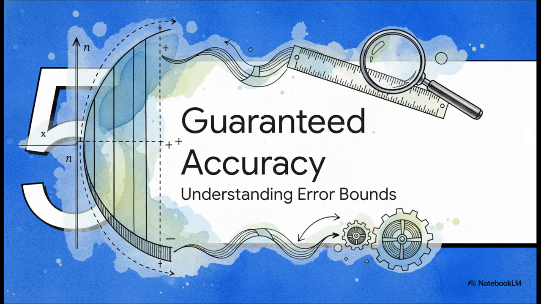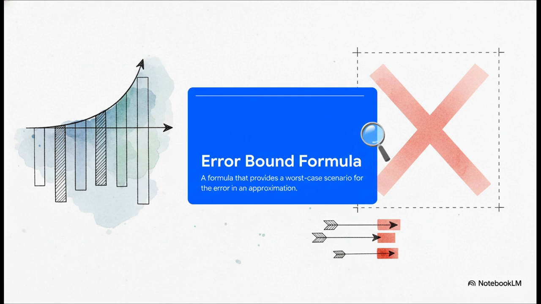Okay, section 5, guaranteeing your accuracy. This brings us to a really practical question. How good is good enough? I mean, in the real world, you might need your answer to be accurate within, say, 1/1000th. So how can you figure out how many intervals you need to slice your function into to guarantee you hit that target? The tool for this job is called the error-bound formula.